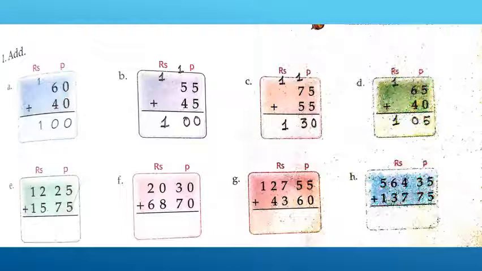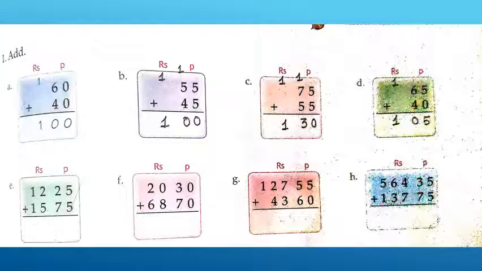Now, B part. Here you have to add 55 paise and 45 paise. So children, first we add 5 and 5. So 5 plus 5 is 10. Write 0 there and 1 carry. Now children, 5 plus 4 is 9. Add 1 carry. So 9 plus 1 is 10. Write 0 there and carry rupee 1. Now children, here also there is only 1 under the rupees column. So write 1 there. So when you add 55 paise and 45 paise, you will get the answer as 100 paise or 1 rupee.